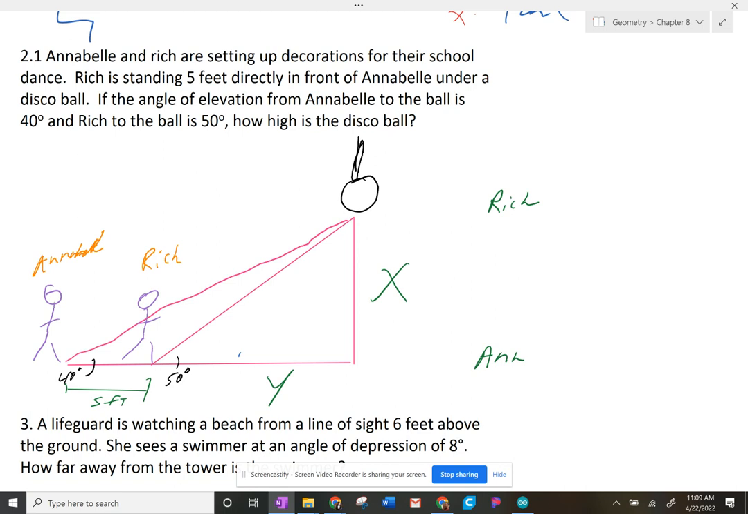So when I set it up for Rich, how would I set up my equation to solve for this tangent with Rich? Tangent 50. Yep.